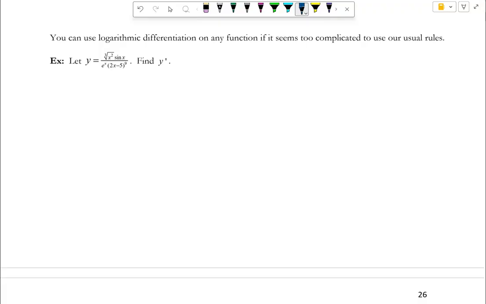So using logarithmic differentiation, we can use our log properties to rewrite y. I'm going to take the natural log of both sides of this equation, so the natural log of y on the right. And when I'm taking this natural log, I'm also going to rewrite the cube root of x squared as x to the 2/3 power. So x to the 2/3 power times the sine of x over e to the x times 2x minus 5 to the 9th power. Okay, and so we can apply several of our rules up here.